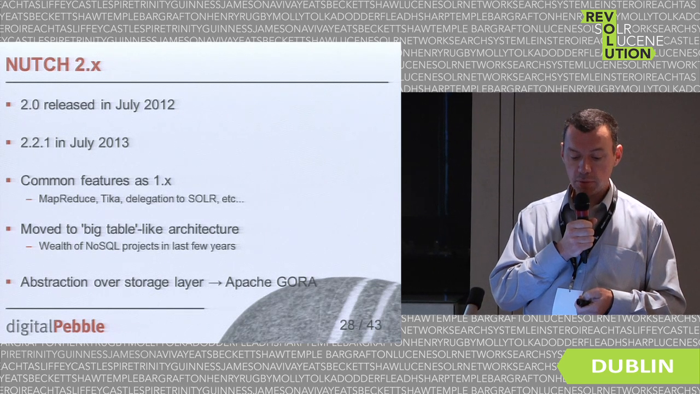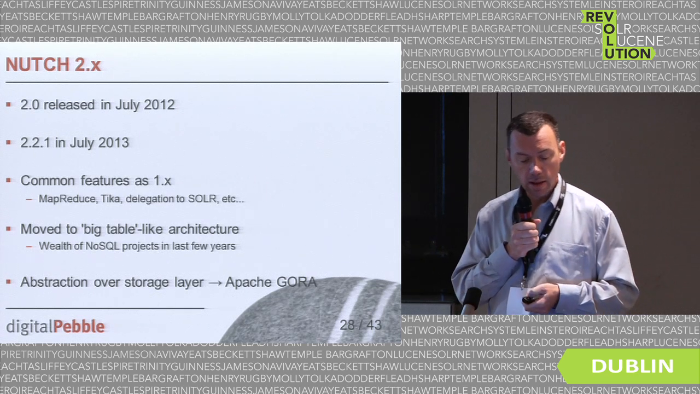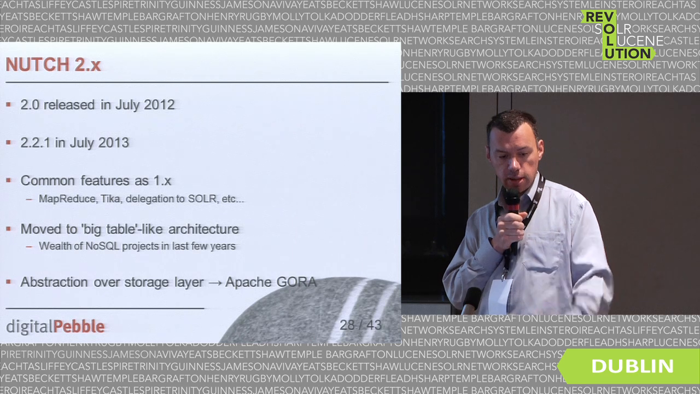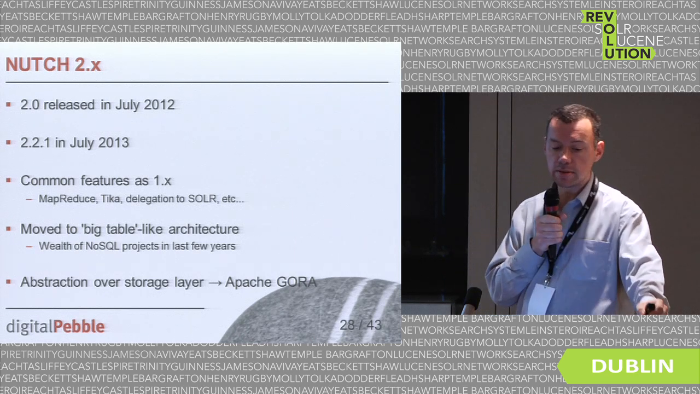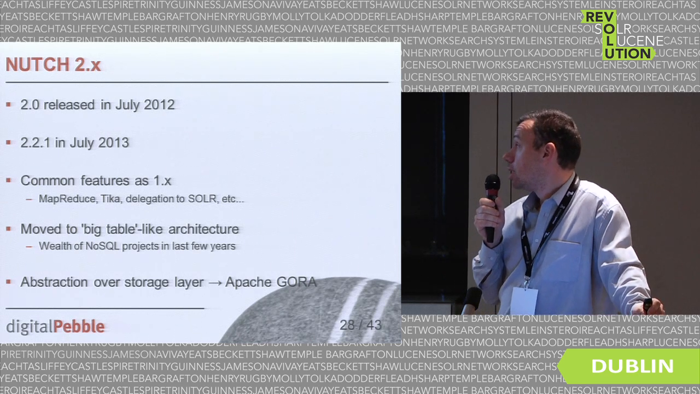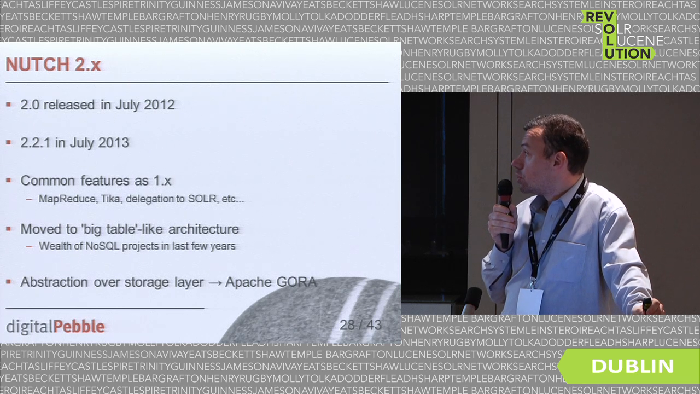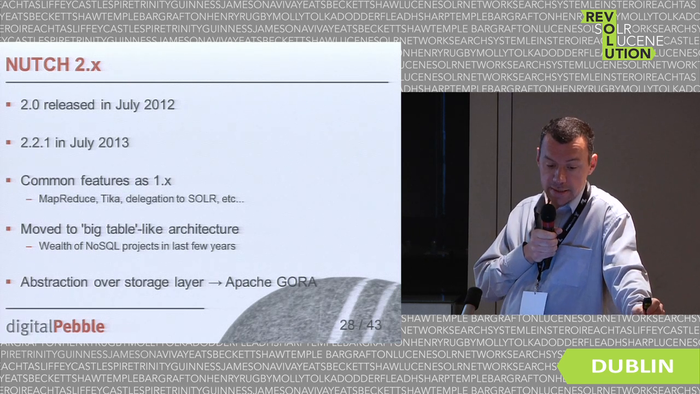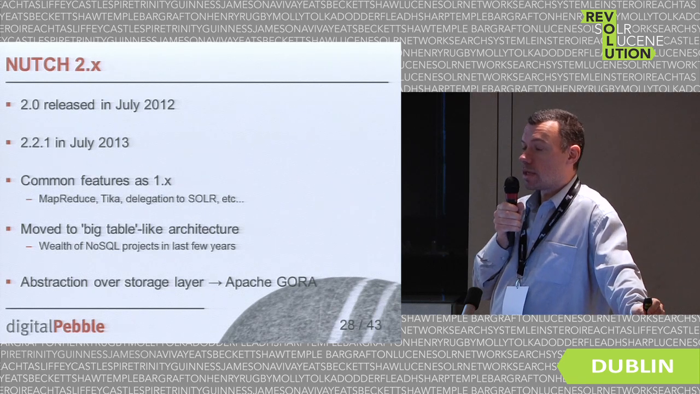So a few words about Nutch 2. As I said, we have these two branches in parallel. Nutch 2 is pretty recent. It was released in July last year. We are now at version 2.2.1. It's very similar to 1.x.